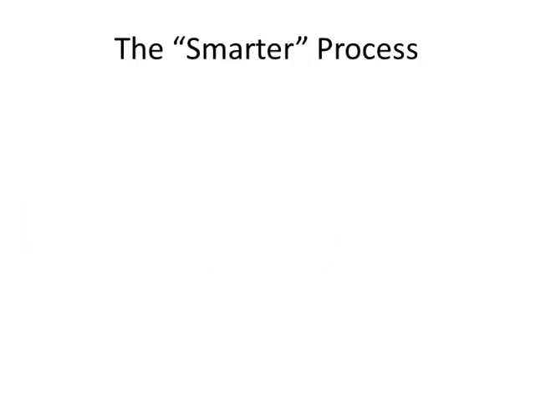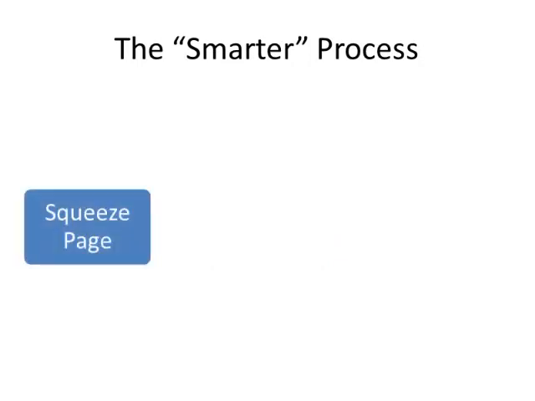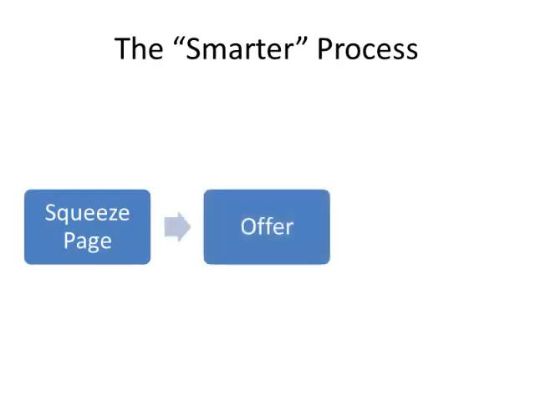Now in my opinion, the smarter process for building your list is again to have your squeeze page, but after they opt in, then you send them to an offer, whether it's a one-time offer or just a standard offer where you sell some sort of product. Now for your offer, it's best to have a very low price offer, so maybe $7 or even less. You don't want to simply have someone opt in and then try to sell them a big expensive course. You're going to get a very low conversion rate.